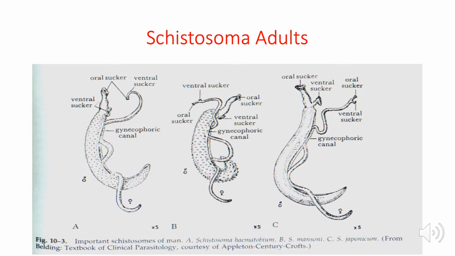The Schistosoma adult worms also differ with regards to their appearance. Worm A is Schistosoma haematobium, worm B is Schistosoma mansoni, worm C is Schistosoma japonicum. Question: which among the adult worms look highly tuberculated? The answer is Schistosoma mansoni. While the adult stage of Schistosoma haematobium is finely tuberculated, the adult stages of Schistosoma japonicum have smooth surfaces.